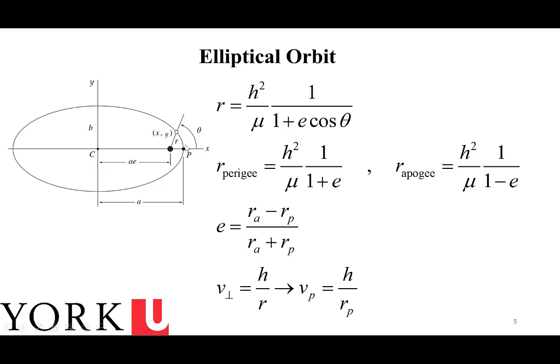Also, you can find the eccentricity by using the perigee and apogee radius. To wrap up the elliptical orbits, by having the radius of perigee and apogee for each orbit, you can find all the necessary information you need to solve elliptical orbit problems.